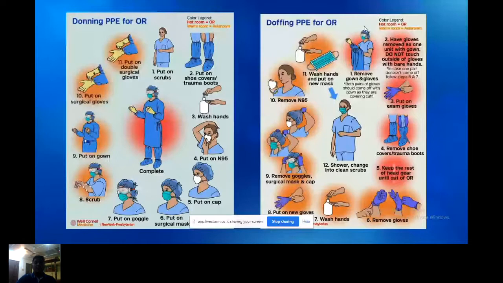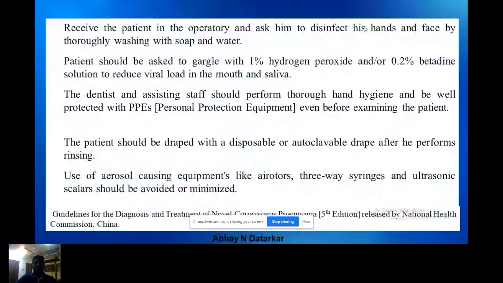Now when you want to take the patient, the precautions are: receive the patient in the operatory and ask him to disinfect his hand and face by thoroughly washing with soap and water. Patients might be reluctant, so the recommendation is, if you can create a wash basin at the entrance of your dental operatory, that will be the best way. Before you allow the patient to enter the operatory, in the reception area, provide a basin where he will wash his hands properly with soap. Then the patient should be asked to gargle.